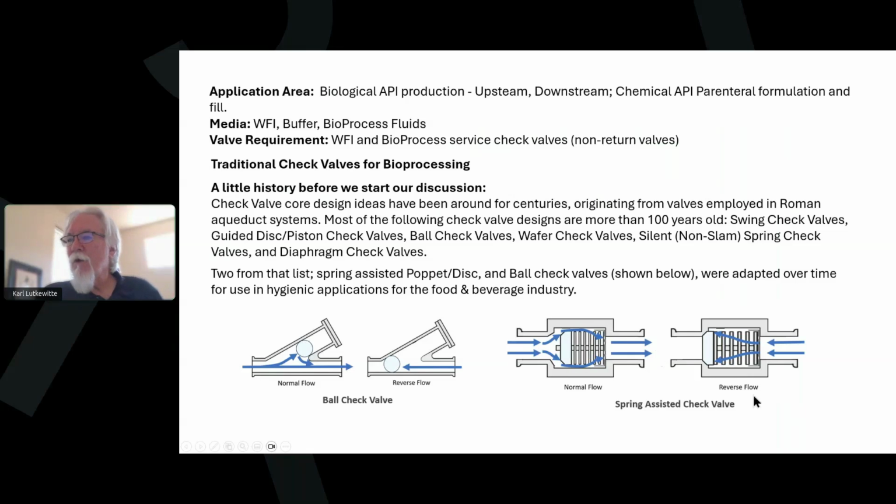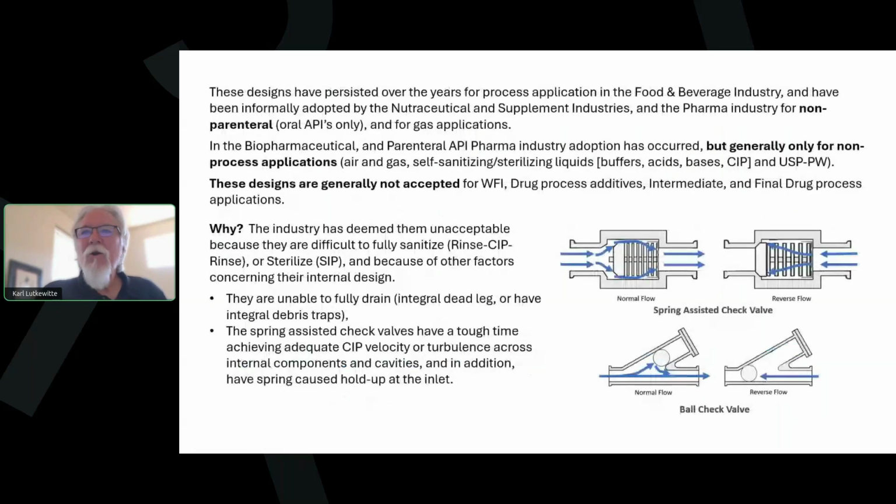Of course, if flow comes in the other direction, what's going to happen is the spring will elongate, pushing the disc into the inlet and prevent backflow. Pretty simple design. So if you take a look at these designs, they've persisted over the years, and they were adopted early on for the pharma industry for non-parenteral product process applications and also for gas applications.